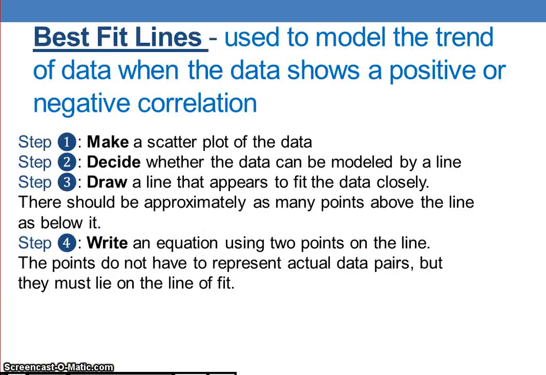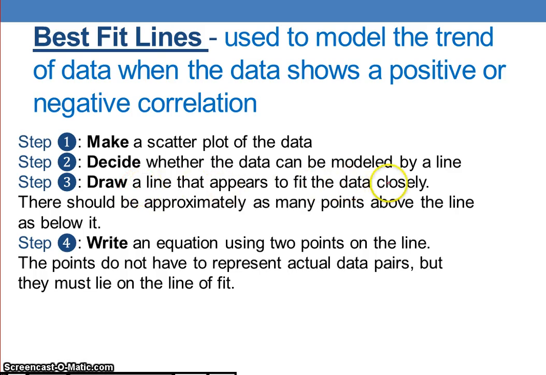Okay, so what we're going to go through here is how we're going to write the best fit line. In order to do that, we are going to draw a scatter plot, which is where we plot a bunch of dots from our table. And then we're going to see if it can be modeled by a line, meaning does it have positive or negative correlation. So if the dots look like in the first two examples where they follow the line, then we're going to move on to step 3 and we're going to draw a line.